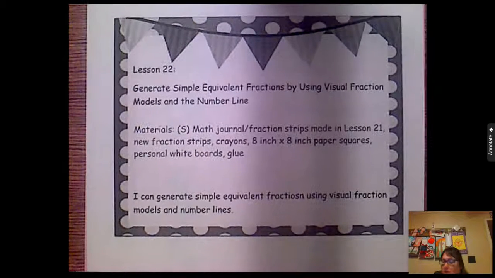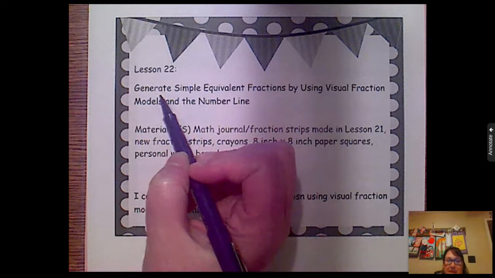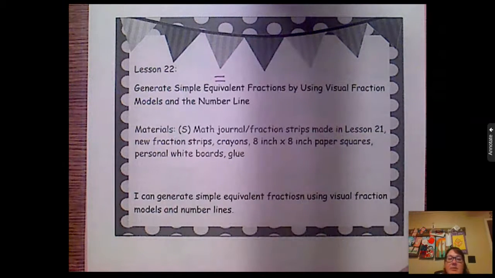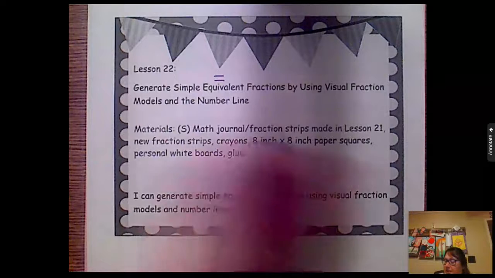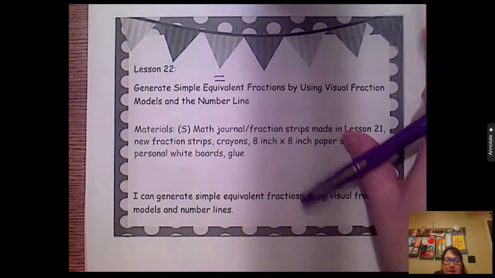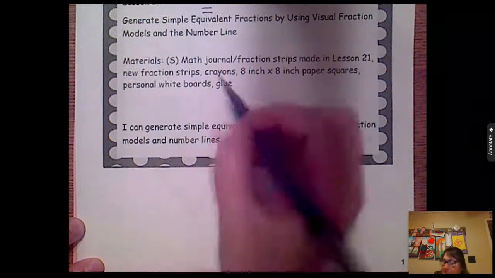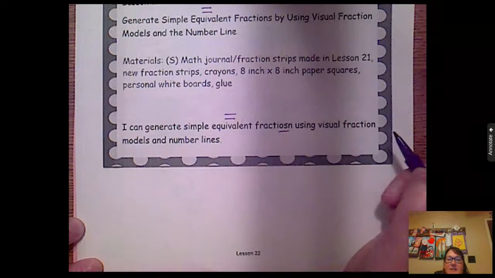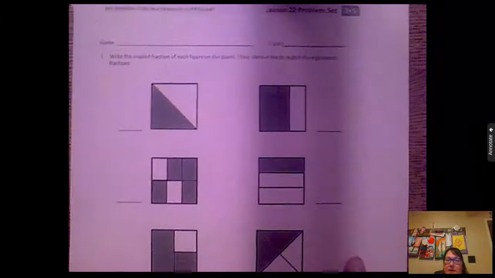If we look at our objective for today, it says we're going to generate, which means just to make, simple equivalent, which we said means equal, simple equivalent fractions using visual fraction models and the number line. We're going to skip all that in the middle and look right at the bottom for our I can statement. It says I can generate simple equivalent fractions, and look at that typo right there, fractions using visual fraction models and number lines. So we're going to dive right in today. Again, we are on lesson 22.